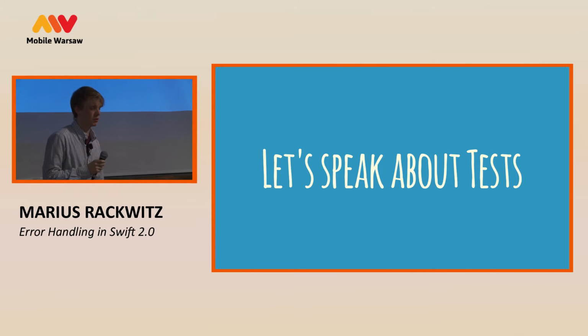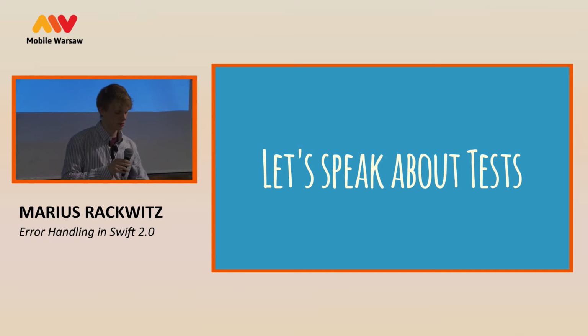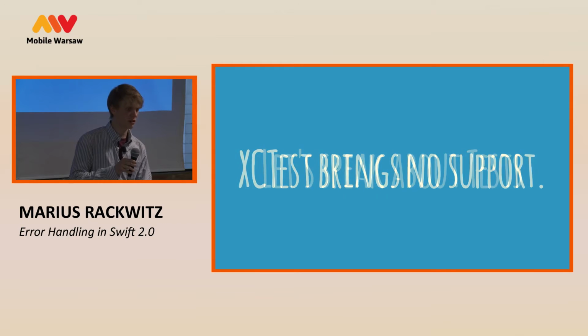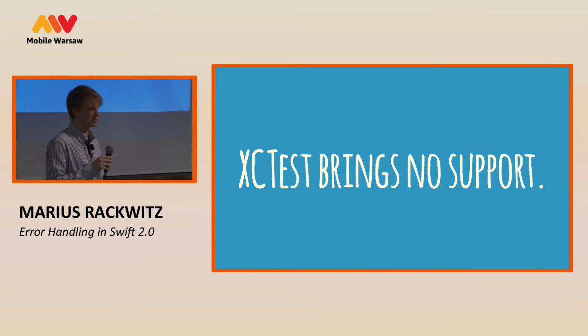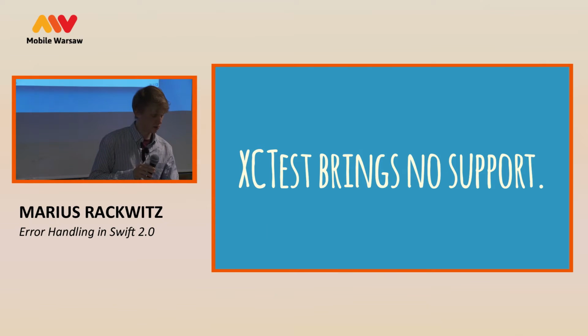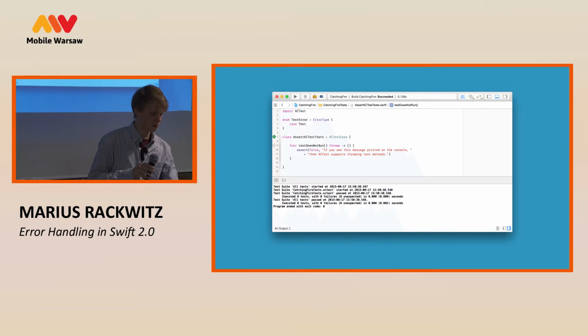If we bake into our programs the new error handling and make use of that, and perhaps replace our result types with it, how do we test that? So one disappointing thing first: XCTest brings no support for it. It goes that far. The lack of support isn't really obvious.